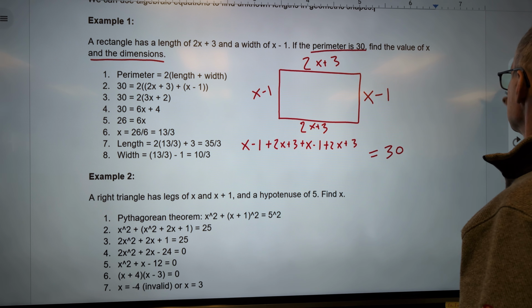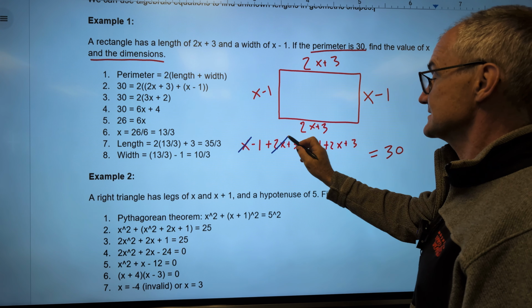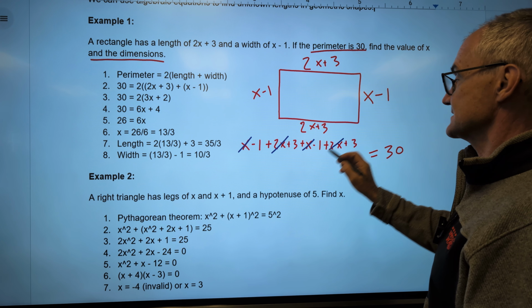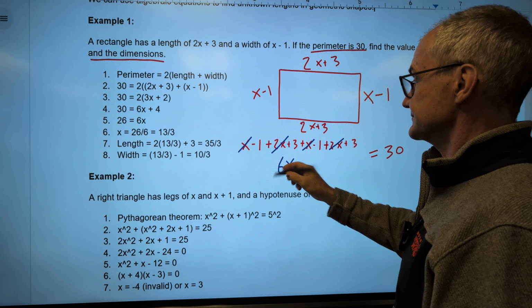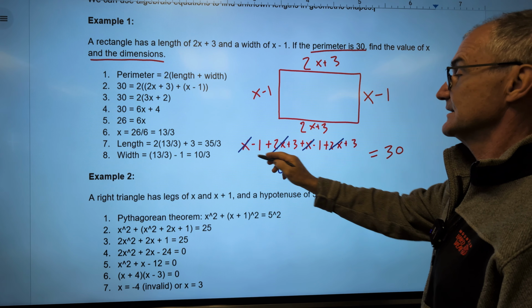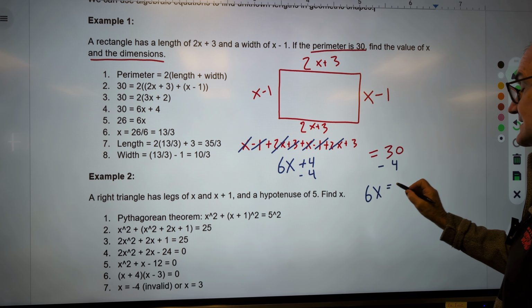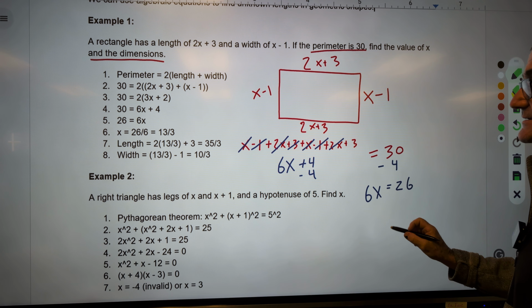Combine all similar terms: 1x, 3x, 4x, 6x. Negative 1 plus 3 is 2. 2 minus 1 is 1. 1 plus 3 is 4. 6x plus 4 equals 30. Subtract 4 from both sides. 6x, which is by itself now, is equal to 26.